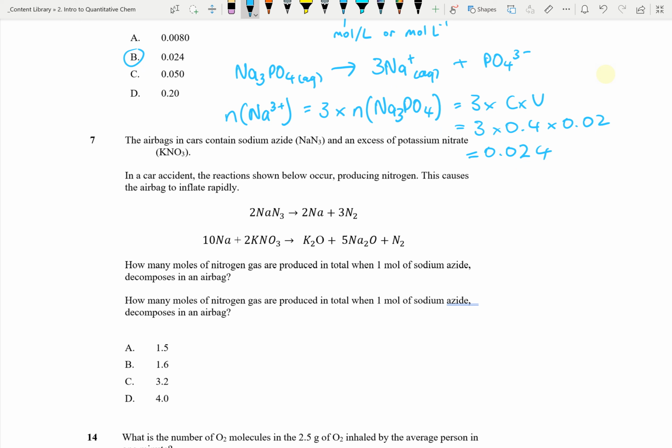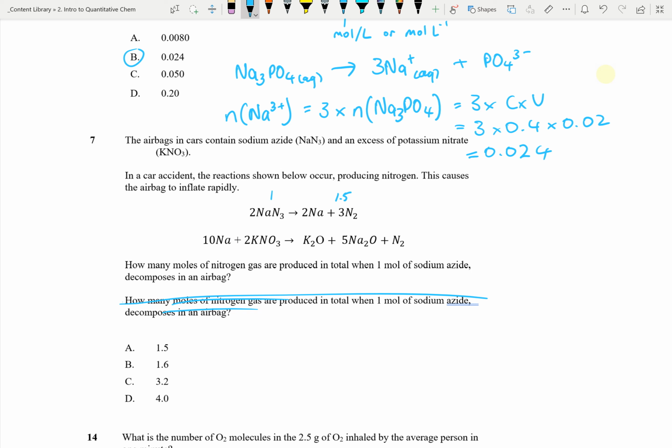How many moles of nitrogen gas are produced when 1 mole of sodium azide reacts? So if 1 mole were to react, then I would get 1.5 moles of nitrogen, dividing by 2. So all I've done is divide this by 2, divide that by 2, because I'm only interested in nitrogen. But then this sodium further decomposes and makes some more nitrogen.